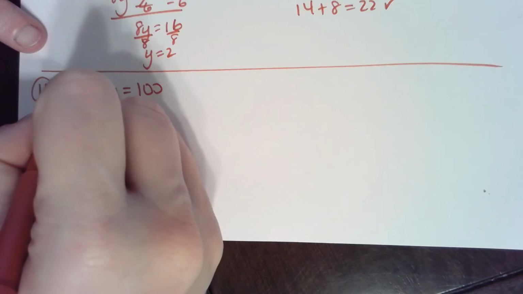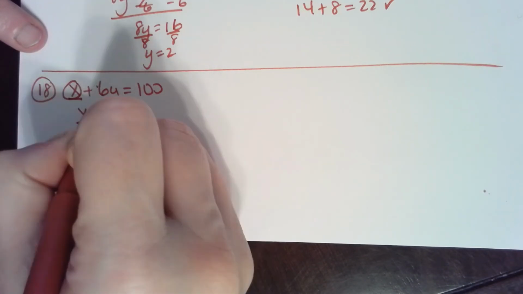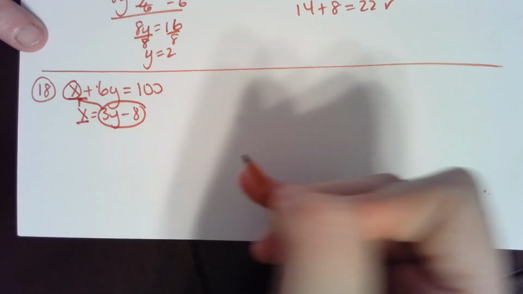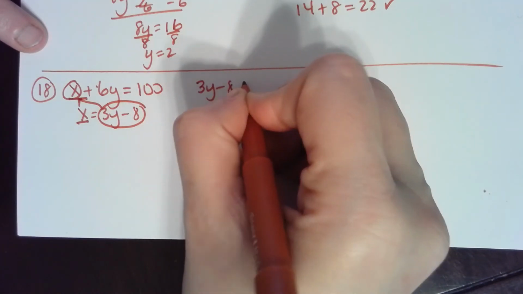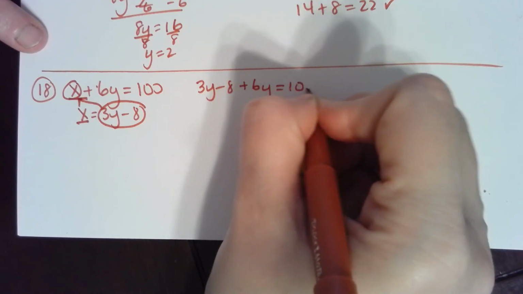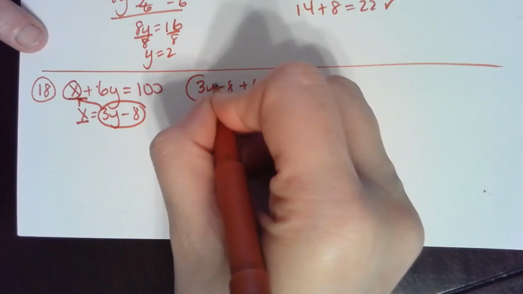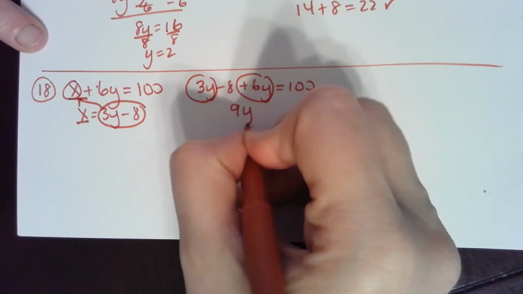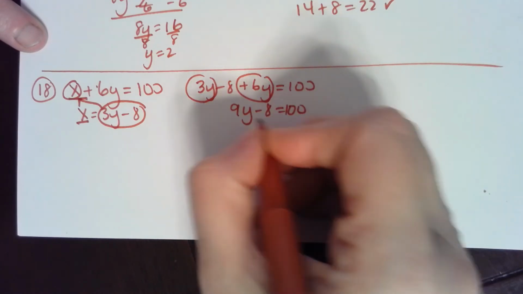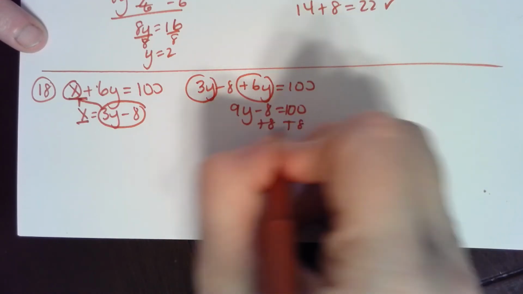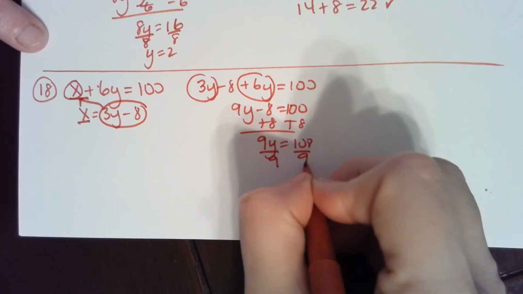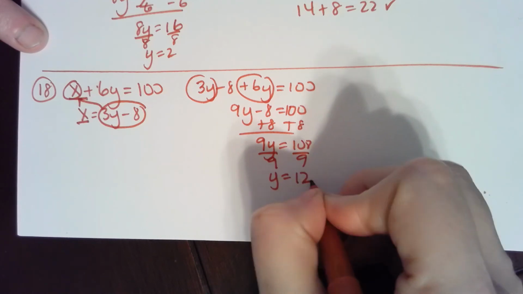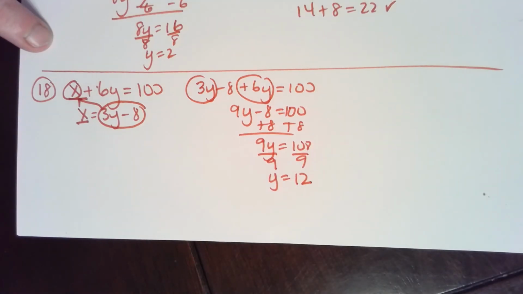So anywhere I see an x in the other equation, I'm going to plug in 3y minus 8. So 3y minus 8 plus 6y equals 100. 3y plus 6y is 9y minus 8 equals 100. I'm going to add 8 to both sides. 9y equals 108. And that means y is 12. Let me check my work there. 12 times 9 does give me 108, so I'm in good shape there. So I think y is 12.